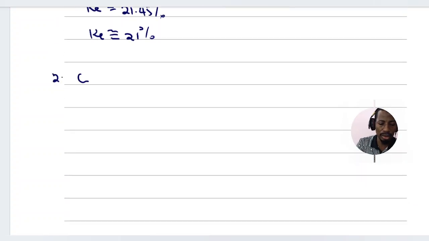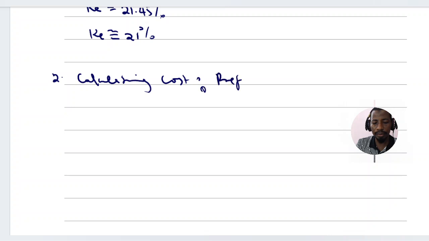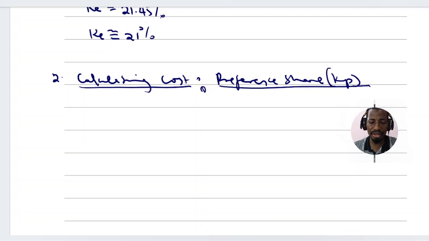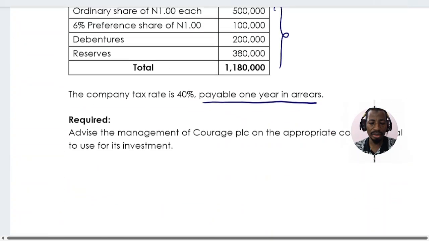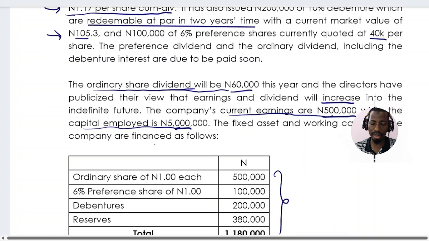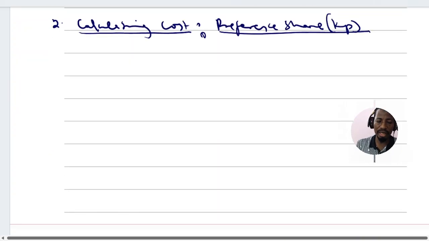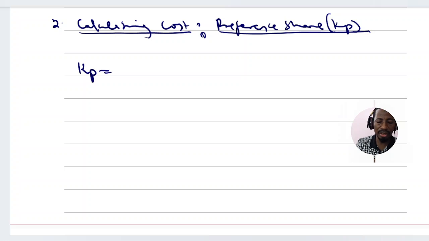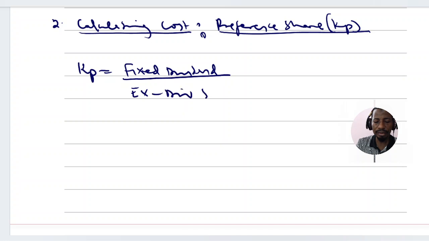Number 2, calculating cost of preference share, KP. So we need to ask, what kind of preference share? Is it a redeemable preference share or irredeemable preference share? According to the question, we are not given the redemption date for the preference share. That means it is irredeemable preference share. So since it is irredeemable preference share, the cost of irredeemable preference share is computed as fixed dividend divided by ex-div share price multiplied by 100 over 1.